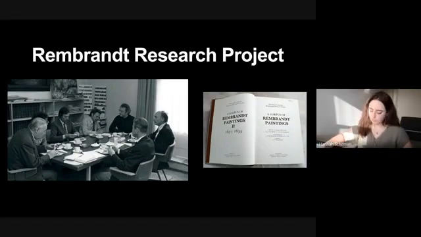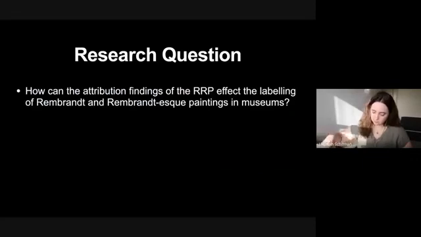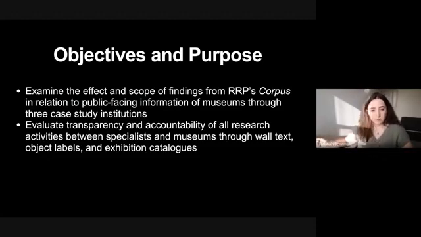My primary research question for this thesis is, how can the attribution findings of the RRP affect the labeling of Rembrandt and Rembrandt-esque paintings in museums? My thesis project will examine the effect and scope of findings from RRP's corpus in relation to public-facing information of museums through 3 case study institutions, and will evaluate transparency and accountability of all research activities between specialists and museums through wall text, object labels, and exhibition catalogs.